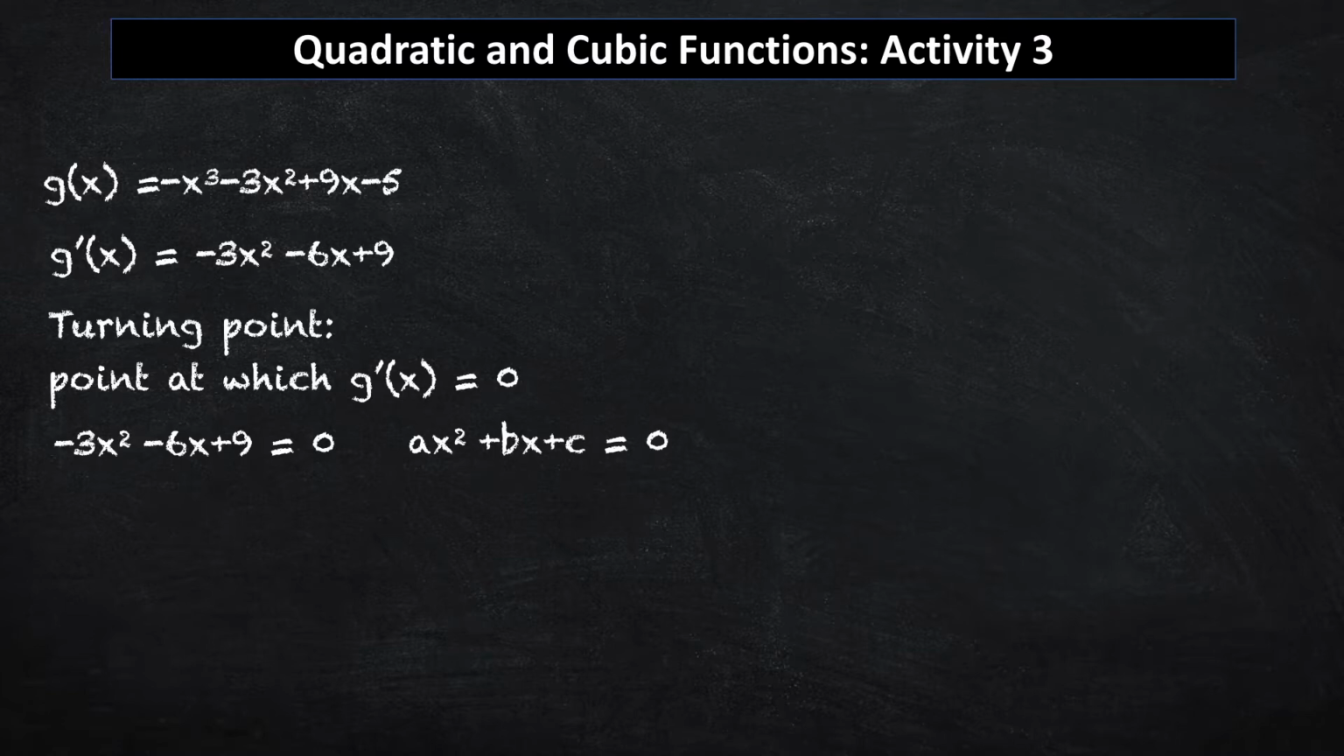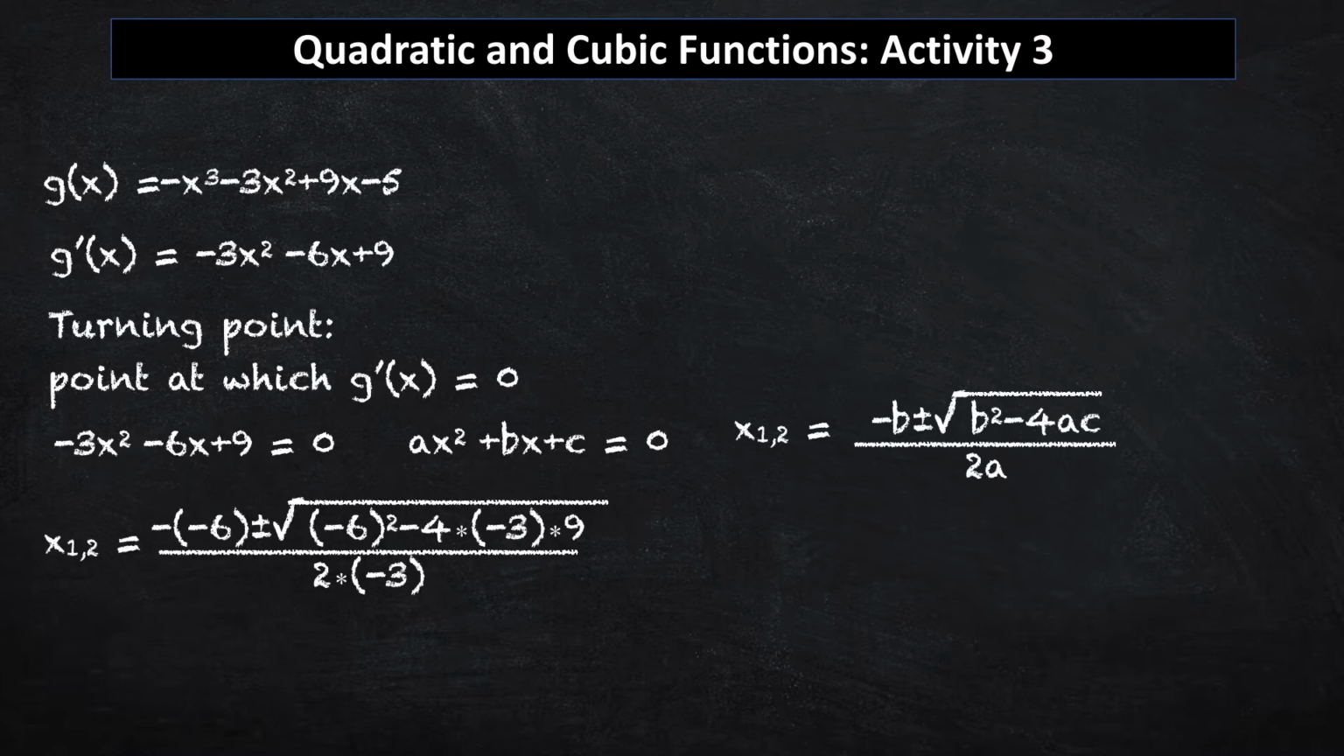So to solve this kind of equations, we need to recall the formula for the solution, which is this one. So we have two solutions to this equation, x1 and x2, and they are equal to minus b plus minus the square root of b to the power of 2 minus 4ac, everything divided by 2a. So we apply this formula, recalling that for us a is equal to minus 3, b is equal to minus 6, and c is equal to plus 9.